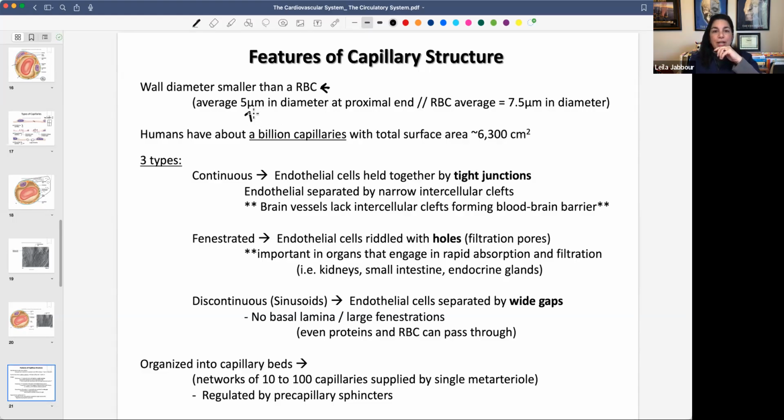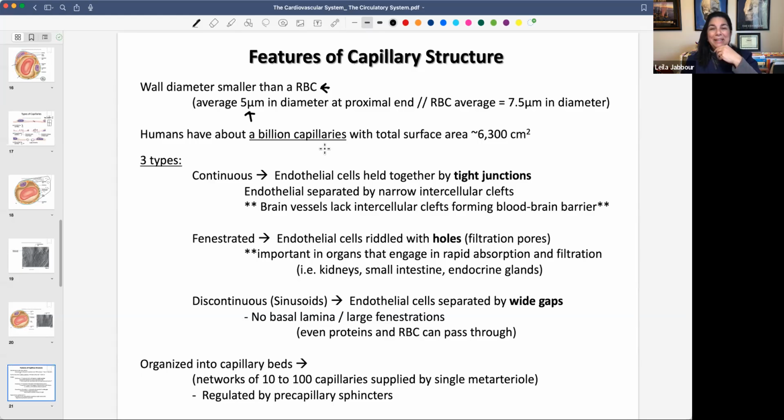So the average diameter is 5 micrometers at the proximal end. The proximal end would be the beginning of the vessel, before it gets all the way to the end of the capillary. And a red blood cell on average is between 7 and 8 micrometers. So it's bigger, and it will bend.